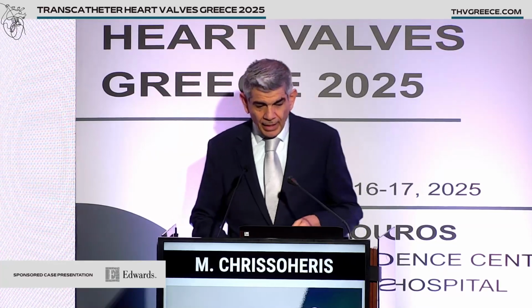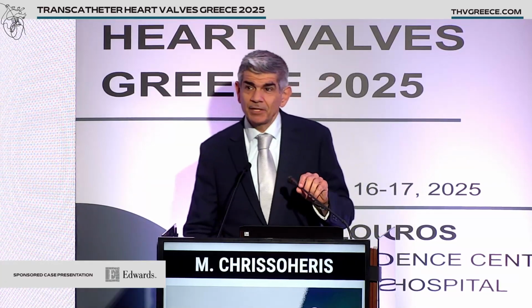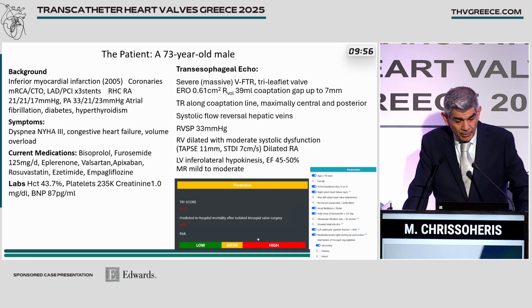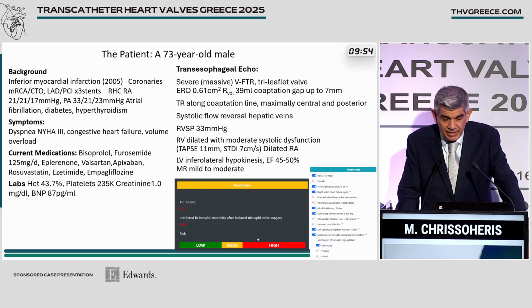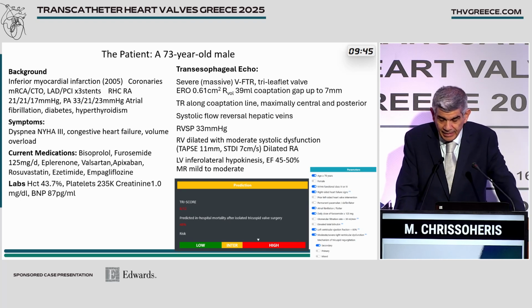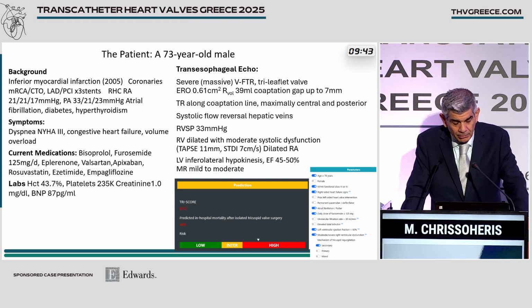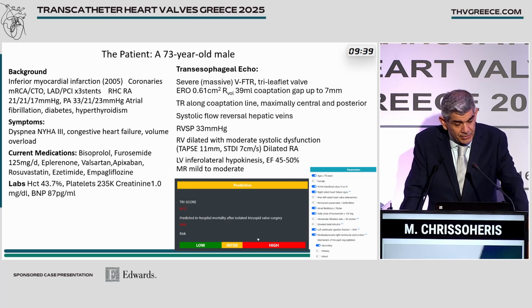Okay, so our patient is a 73-year-old male with a background of coronary artery disease. Many years ago, he had an extensive inferior wall myocardial infarction, and his most recent angiogram shows that he had a mid-RCA CTO and patent stents in the LAD. He also has a history of atrial fibrillation, diabetes, and hyperthyroidism on treatment.